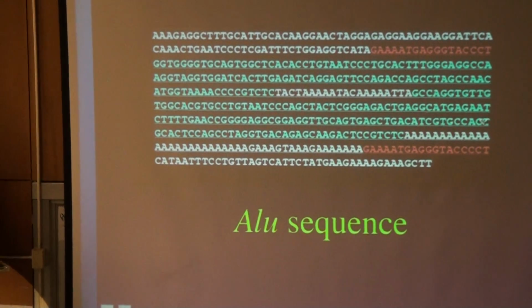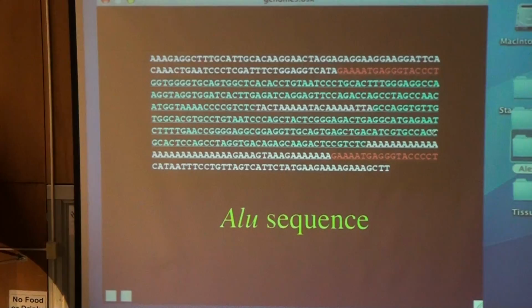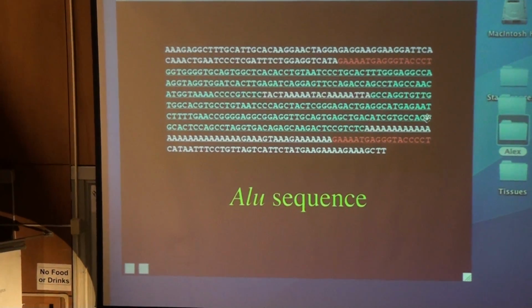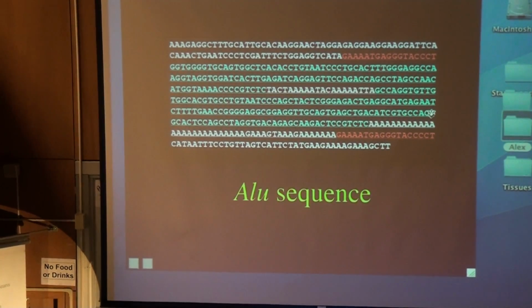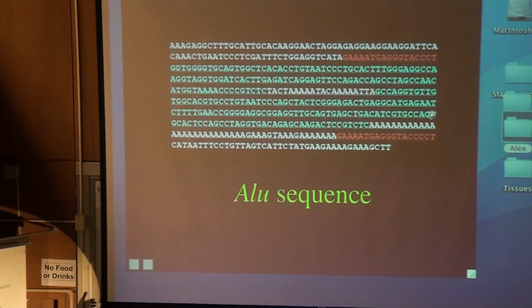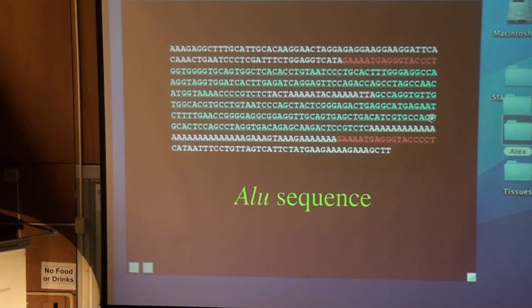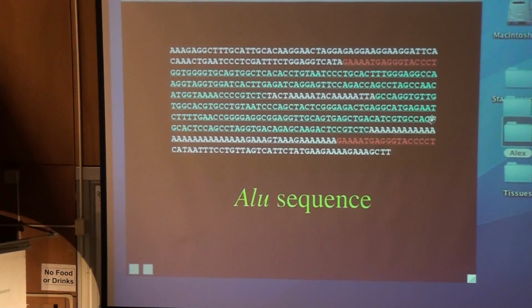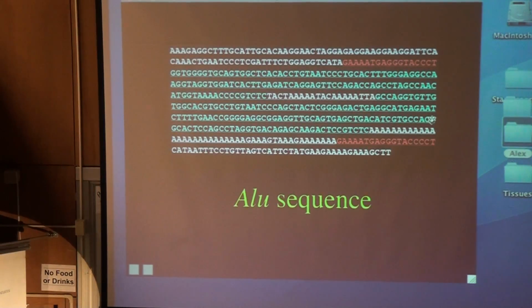One of the most abundant of these SINEs is something called the ALU sequence. I'm not sure where the name comes from, but it's a very short sequence. It's the one that's bracketed by these red letters right here. I think it's only around 300 nucleotides long.